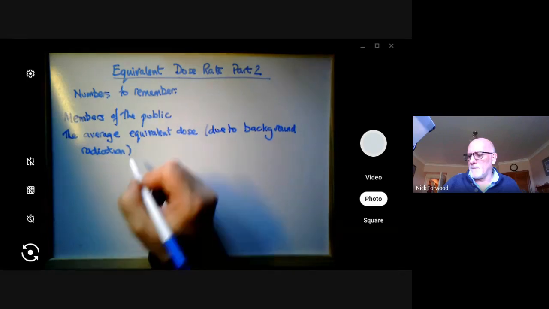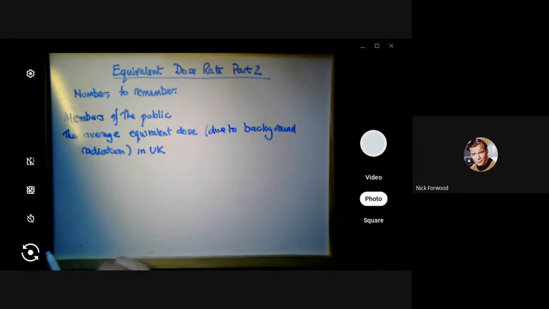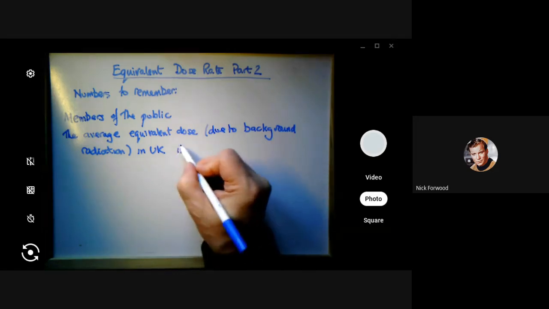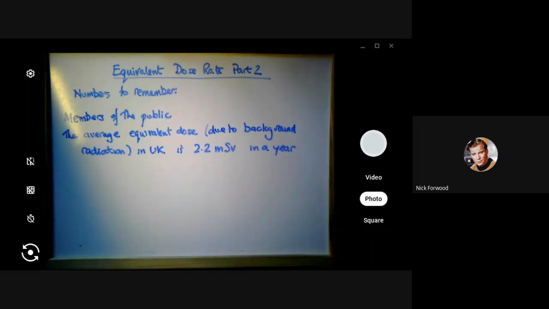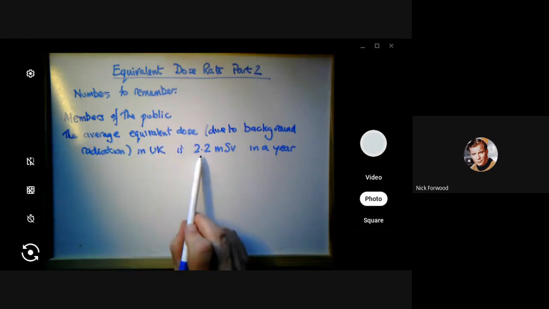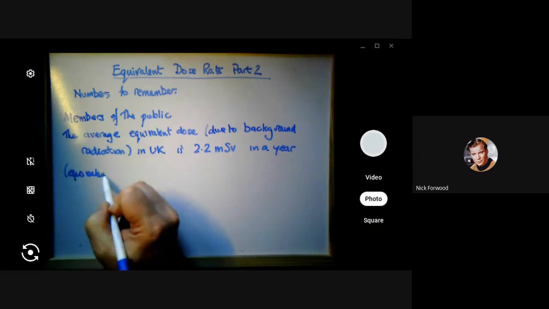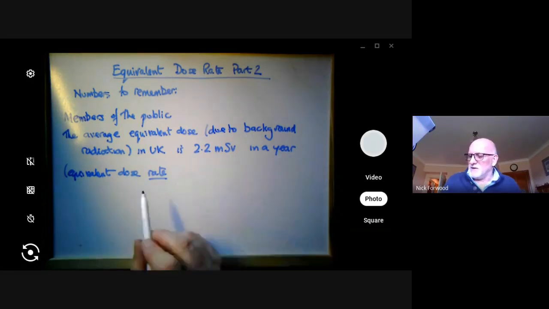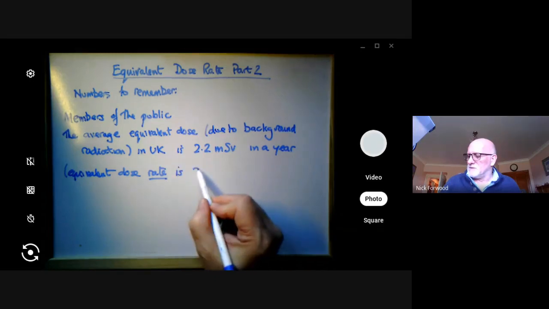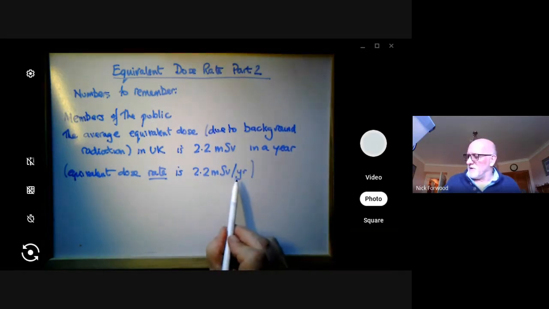And this is a UK figure. Other countries have got different limits, but you'll be sitting your exam National 5 in the UK, so we're going to use UK figures. The average equivalent dose due to background radiation in the UK is 2.2 millisieverts in a year. So the average equivalent dose rate is 2.2 millisieverts per year. Remember, rate is to do with how often, and we're doing it in a year. So I'm just writing there in a year at the end, and I'm calling it a rate.